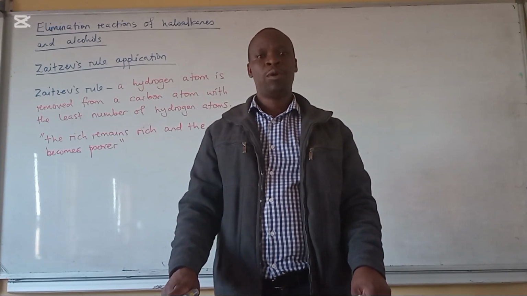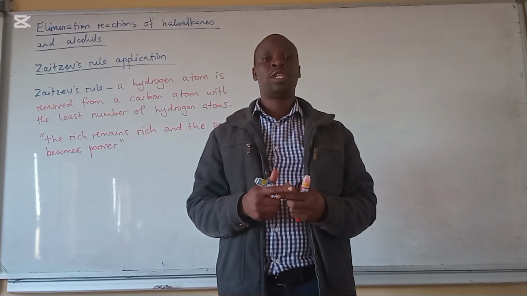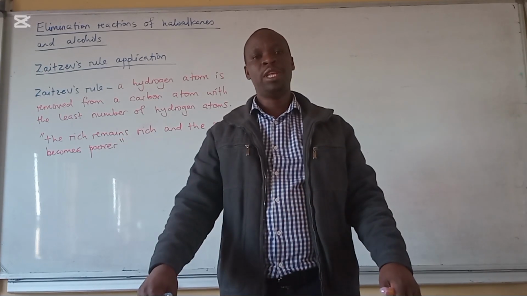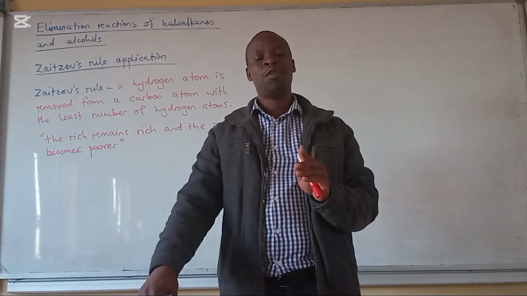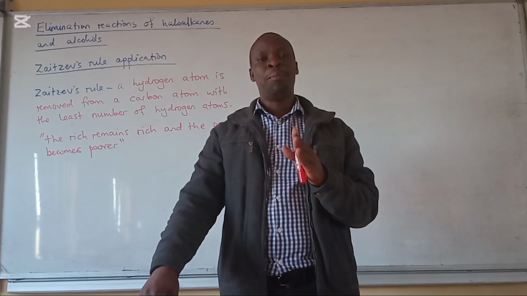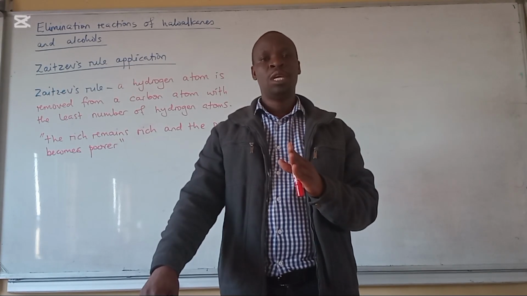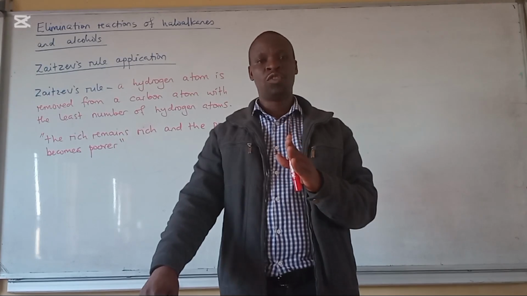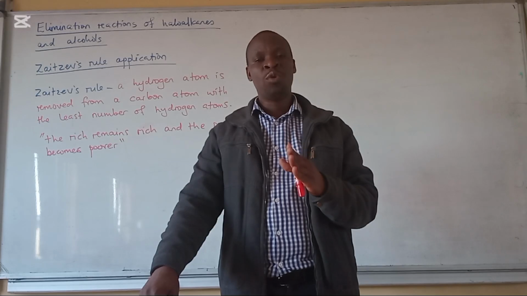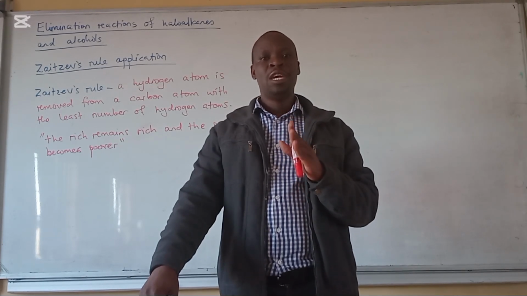I'm doing great. Welcome to another presentation on the topic organic chemistry. In this presentation, I'm going to be dealing with elimination reactions of haloalkanes and alcohols, where we have to apply a rule called the Zaitzev rule. Zaitzev's rule is used in determining the products that are formed when alcohols or haloalkanes undergo an elimination reaction.